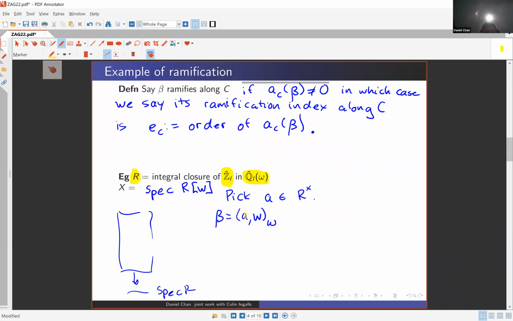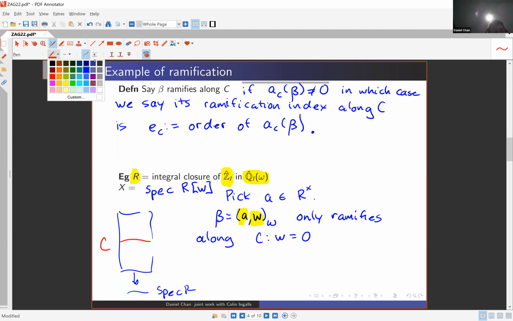So here, A is going to be a unit on the inside of X, so the only zero that's going to occur is where W equals zero, where that has zeros. Okay, so this only ramifies along... The only place where it can possibly ramify is where W equals 0. So maybe I'll put that in red, my C there. And so what's the ramification index there?